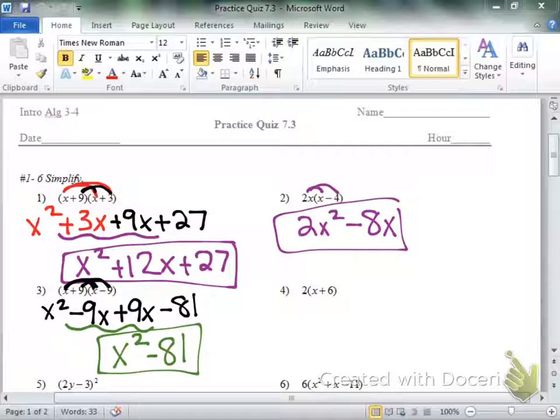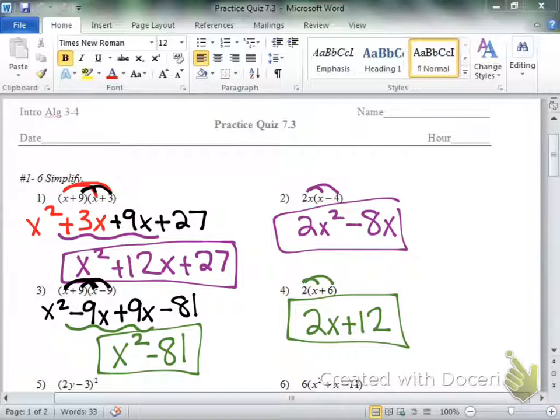And last one on the board, another monomial times a binomial. So just distribute the ones. 2x times x is 2x. 2x times 6 is 12. I'll leave those up there for a second. If you have questions, let me know.